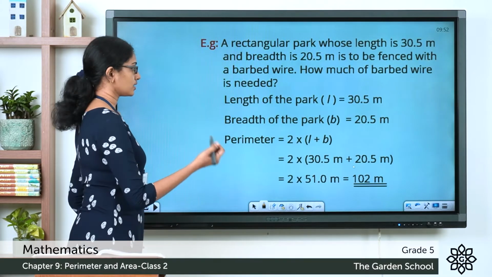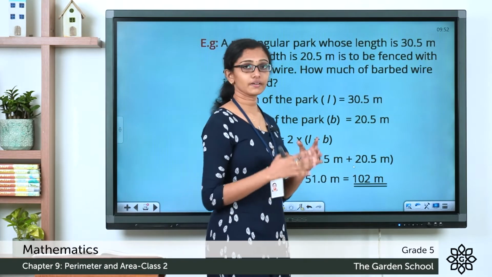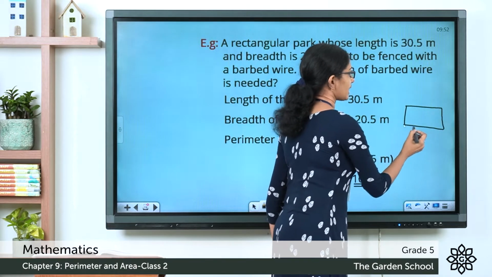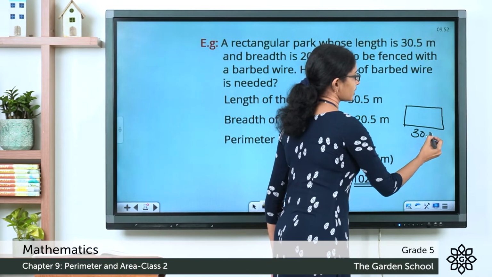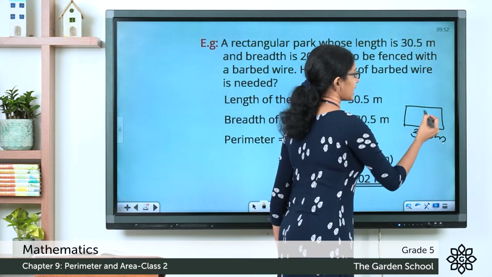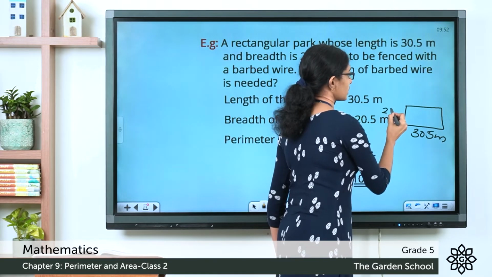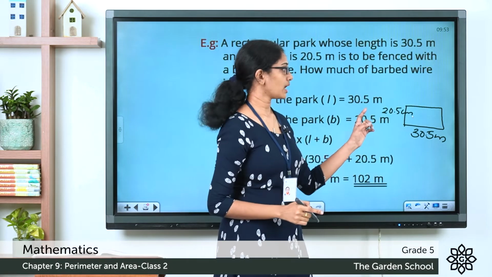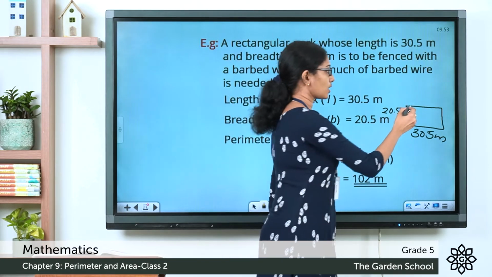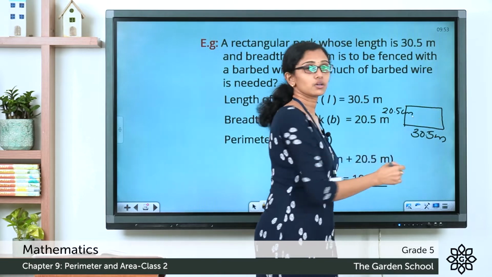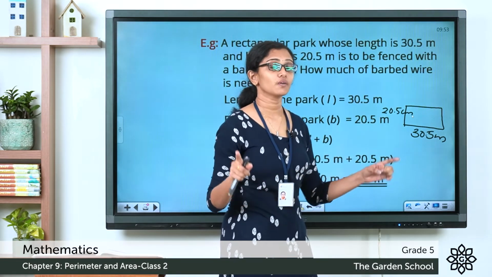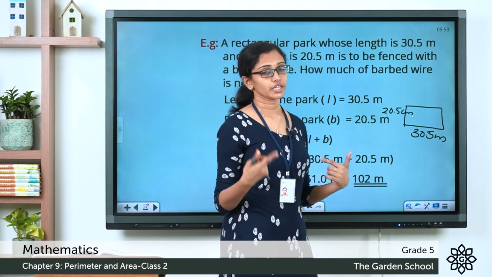See, so from the question, we understand that we have got a park which has the shape of a rectangle and the length is 30.5 meter and the breadth is equal to 20.5 meter. Now, we have to build a fence around it, which means it will be going along its boundary, and we need to find out the length of the barbed wire which we need to buy.